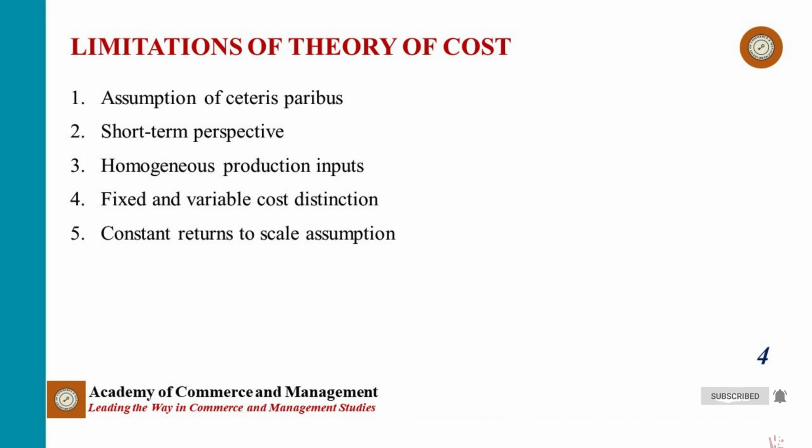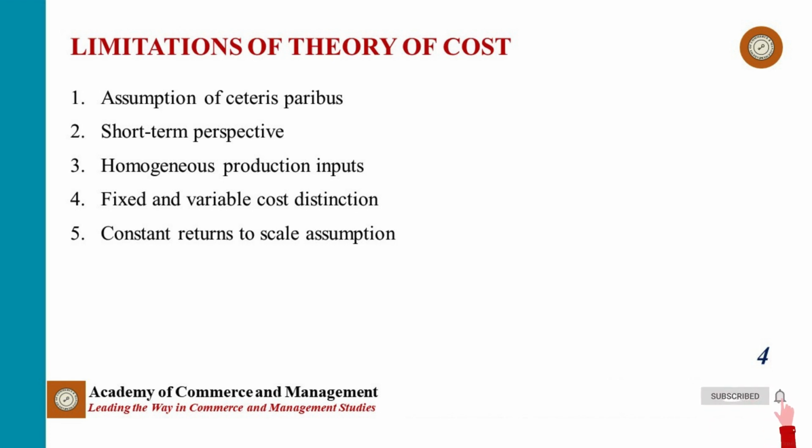The next limitation is with regard to the categorization of cost into fixed and variable costs. The fixed and variable cost classification is a simplification. Some costs may have characteristics of both fixed and variable costs, making it challenging to precisely categorize them.